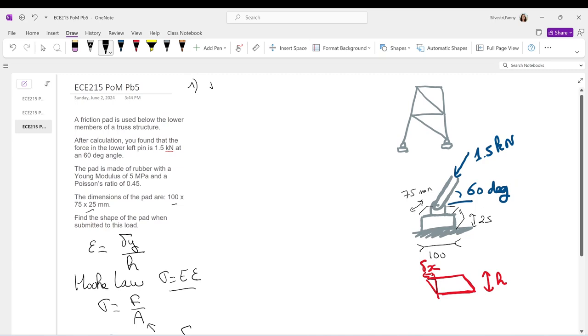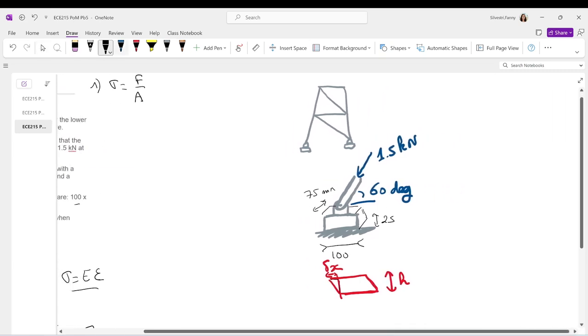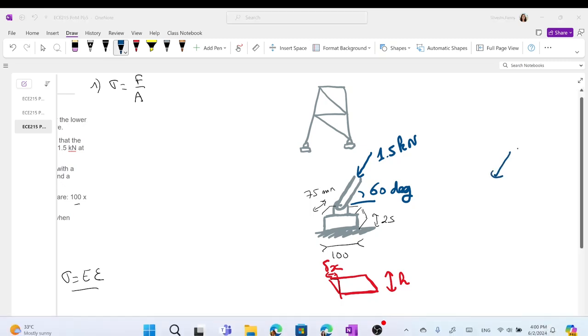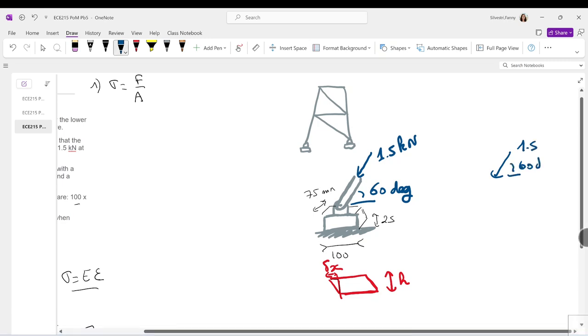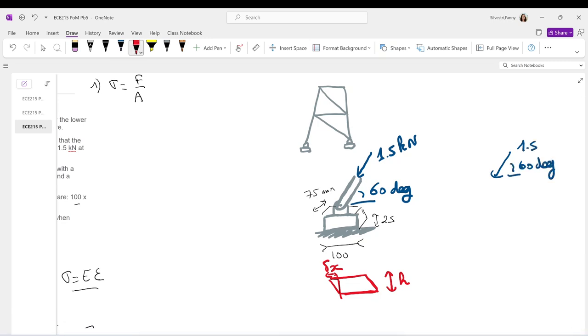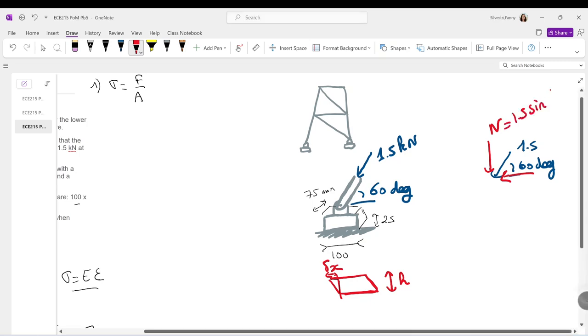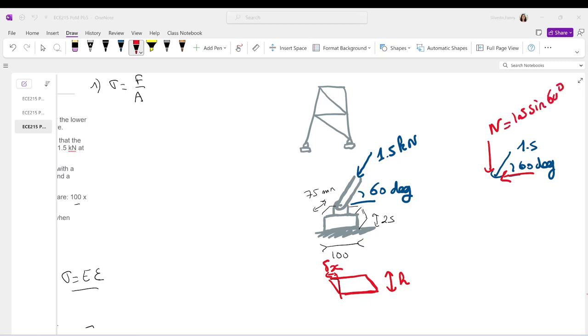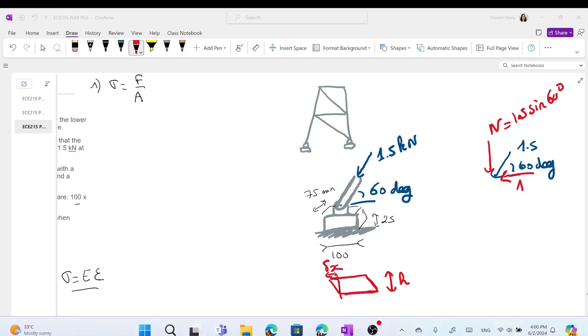Okay, so we want to find sigma equals the force divided by A. Let's look at this little diagram there. We need to find the normal force, the friction force and the shearing force. So we have the 1.5, and this is at an angle of 60 degrees. Those two forces are divided into a normal force and a shearing force. This normal force will be 1.5 sine 60 degrees, and this shearing force on the top will be 1.5 cosine 60 degrees. And we have our little pad on the bottom there.